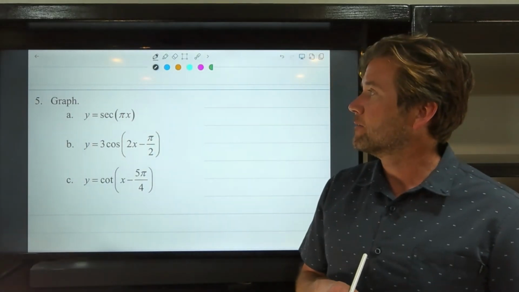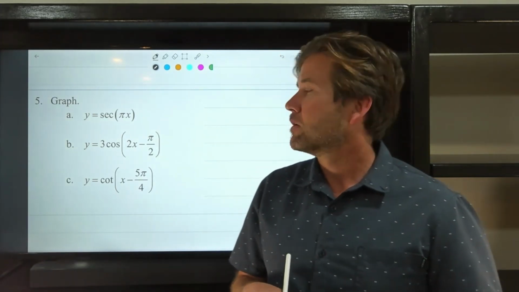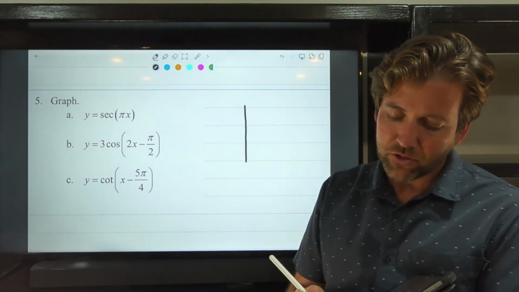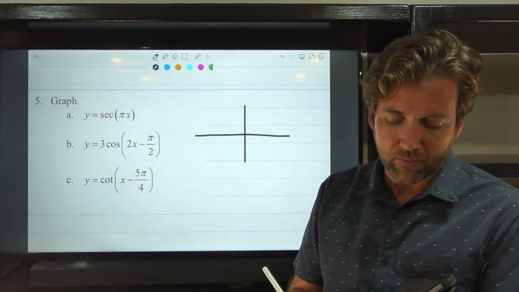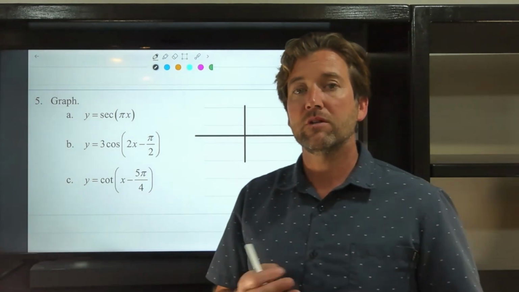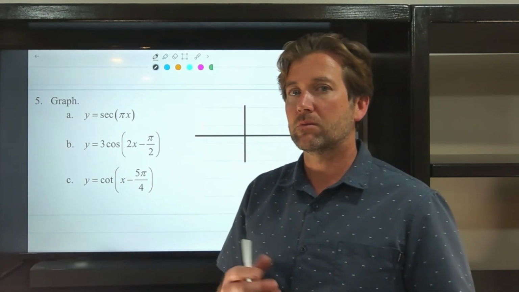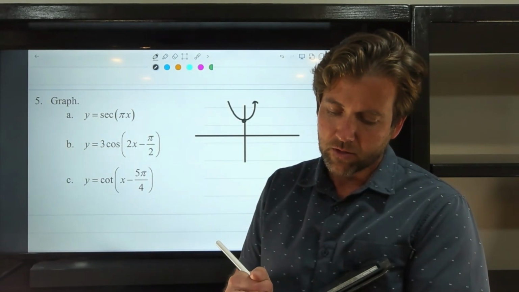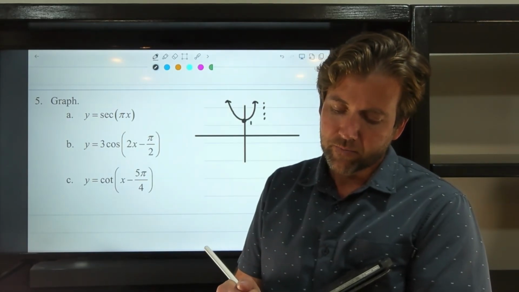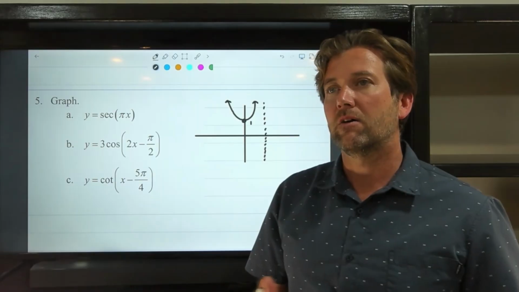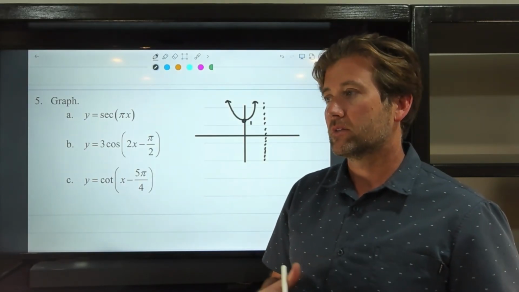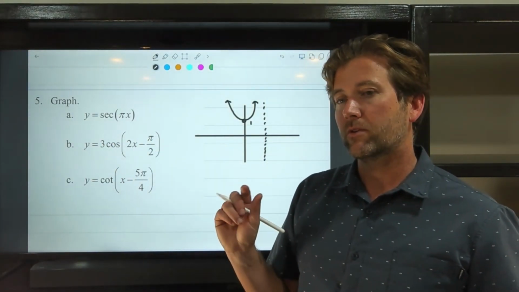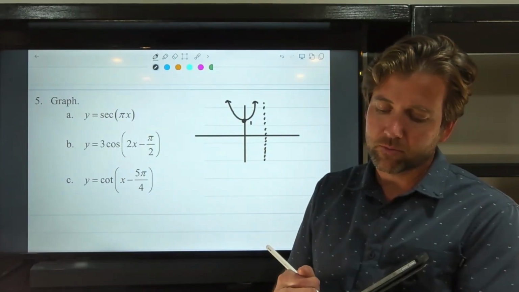All right, question 5. We're graphing, so these are review of graphing trig functions. We should know that the secant of 0 is 1 because we know the cosine of 0 is 1, and secant is the reciprocal of cosine. So I'm going to put a point here and draw my curve like this, and this is 1. We should know that the cosine of pi over 2 is 0, and since the secant of pi over 2 is just the reciprocal of cosine, it'll be undefined. So there's going to be a vertical asymptote there.